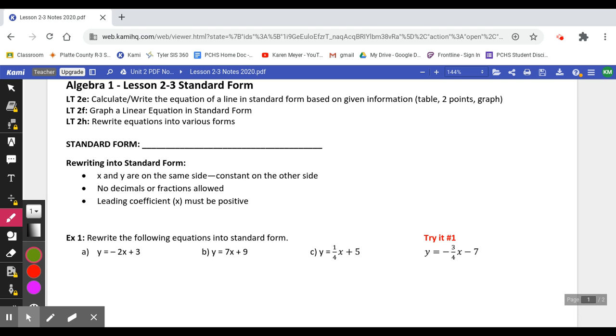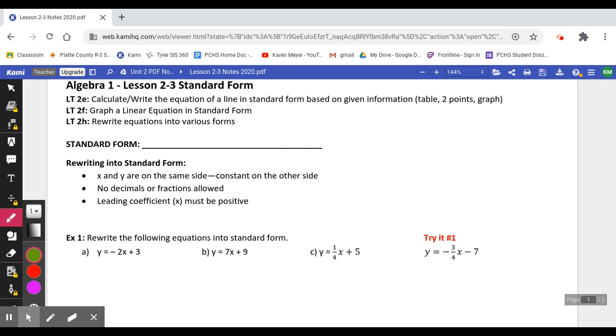In today's lesson, we're going to be talking about standard form for equations. So once again, we have three targets. Write or calculate the equation in standard form based on different information. Graph in standard form. And then rewrite from slope-intercept form to standard form. So the first thing we need to do is talk about, well, what is standard form?